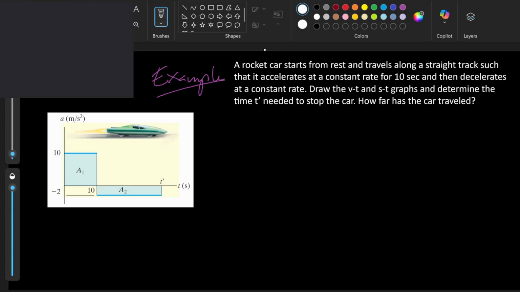Again, go ahead and pause this. We'll take a short break. Try to figure it out on your own, and then you can come back and see if you got the right answer. And we'll work through it together.